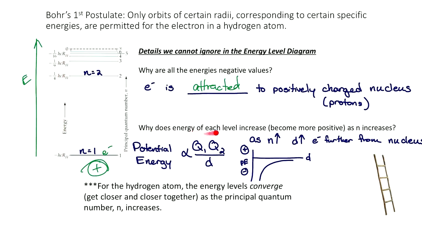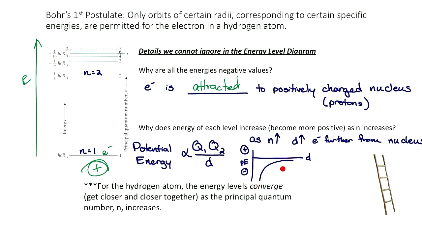So then we also see, why does energy increase as n increases? So let's just take it back to chapter 5. We said potential energy is lowest, most negative when things are attracted and close together. So as n increases, I actually increase the distance between my electron and my proton. So we should see potential energy go up. And that's what we see here.